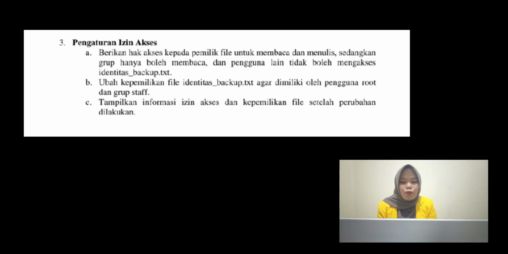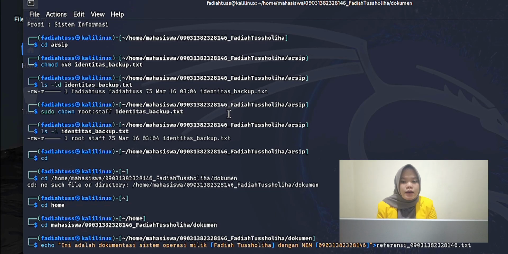At point C, we are asked to display information on access permissions and file ownership. To do this, we can run the ls -l command, which is a command to display file details in a directory. Based on this output, we can analyze that the command to set access permission and file ownership that we executed was successful.